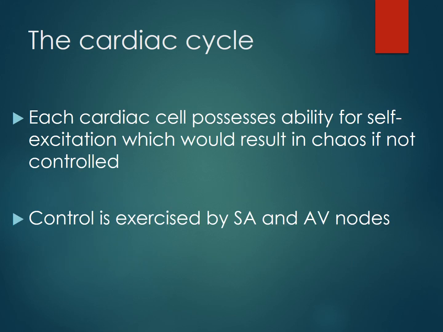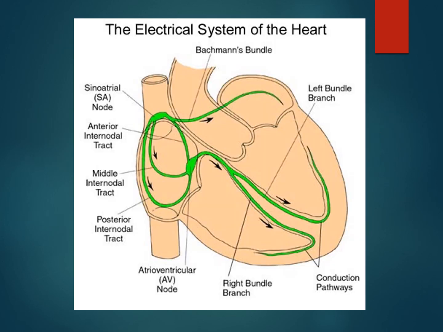That's just an FYI. Cardiac cycle: each cardiac cell possesses the ability to self-excite, and the control is exercised by the SA and AV nodes. Electrical system of the heart. The SA node is your pacemaker of the heart. That's the one who sets the tone of the heart. And if that SA node doesn't work, then we go to the AV node. If that AV node doesn't work, then we're going to go down to the Purkinje fibers. But right now we're paying attention to the SA node, especially with a lot of the arrhythmias that we're going to be talking about.